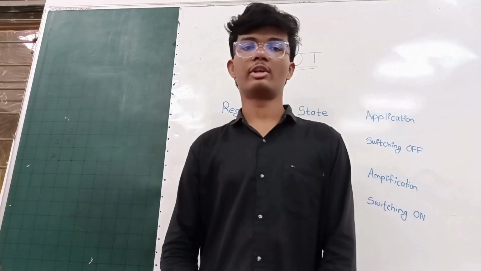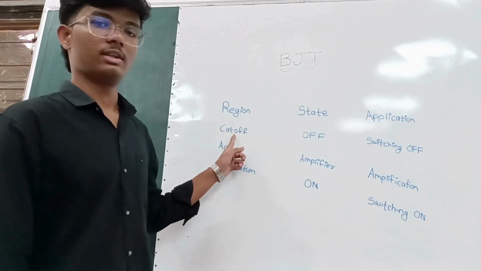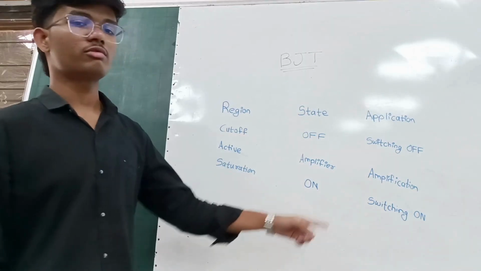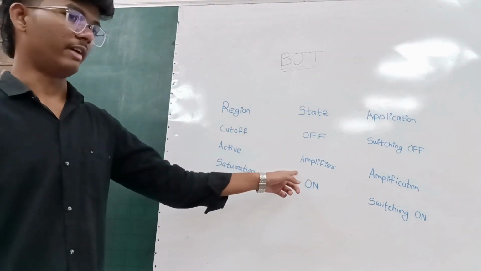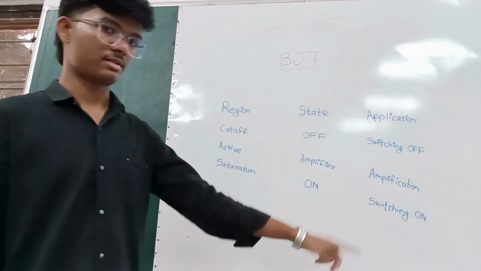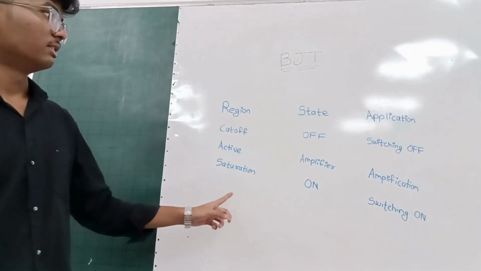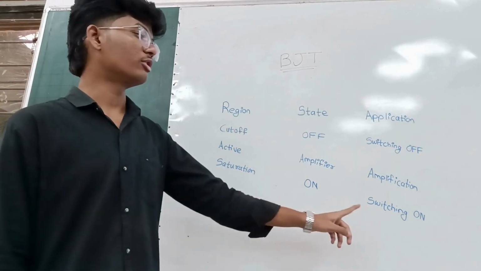Now, let's take a summary of it. In the cutoff region, the transistor is in the off state and it is used for switching the circuit off. In the active region, the transistor acts like an amplifier and it is used to amplify signals. In the saturation region, the transistor is fully on and it is used for switching the circuit on.